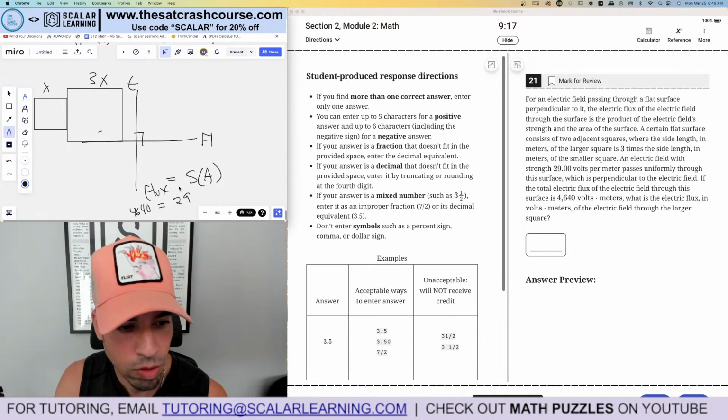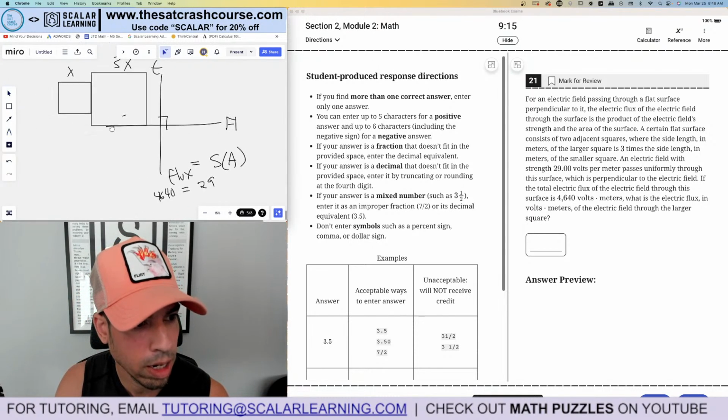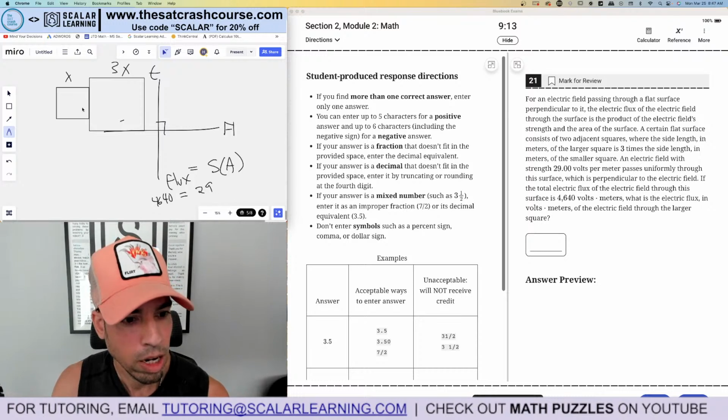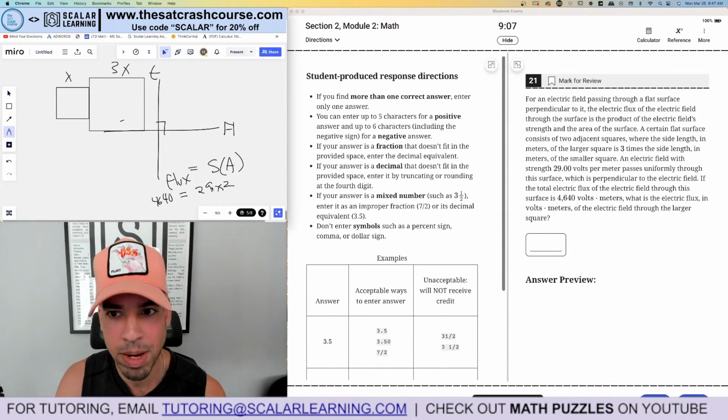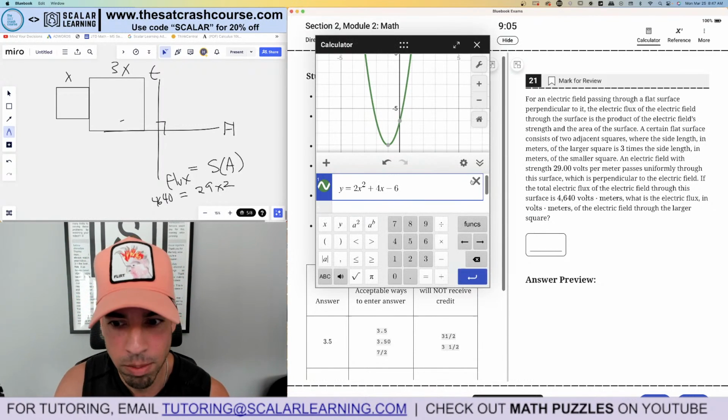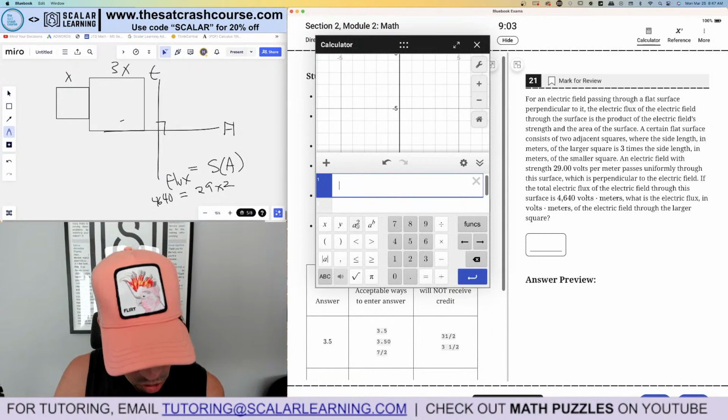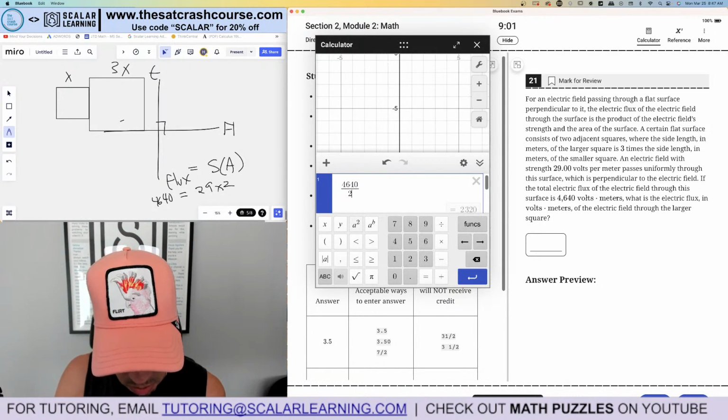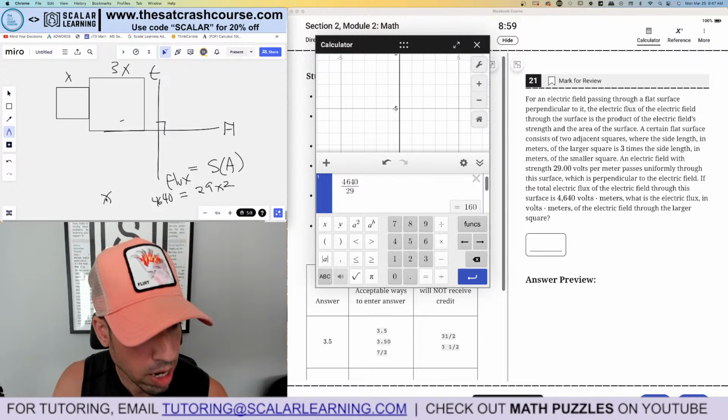Oh, okay, got it. I get it. So the area of the smaller square is, according to our formula, x squared. So we got to solve for x squared and then plug it back in. It's not as crazy as it looked. So first I'm going to divide both sides by 29 to isolate the x squared. So then x squared equals 160.